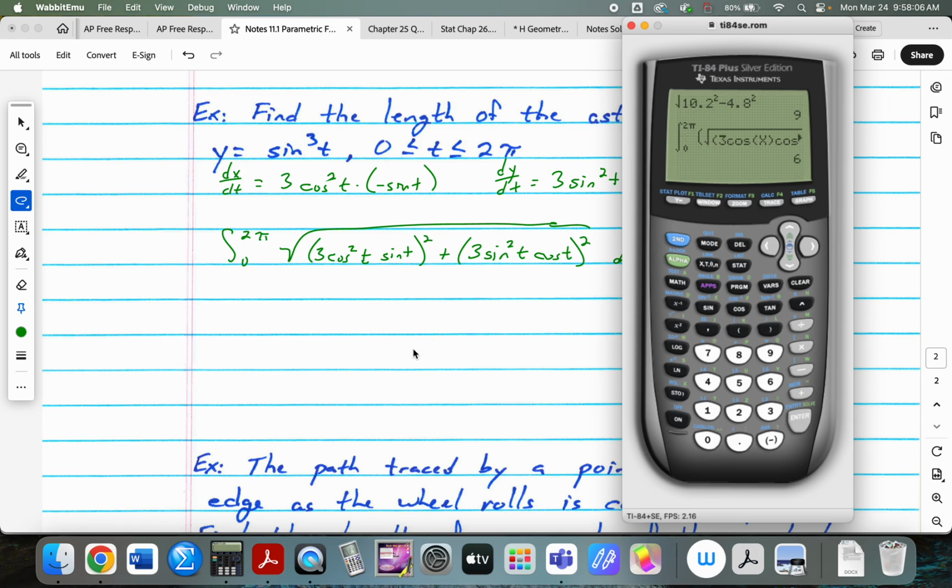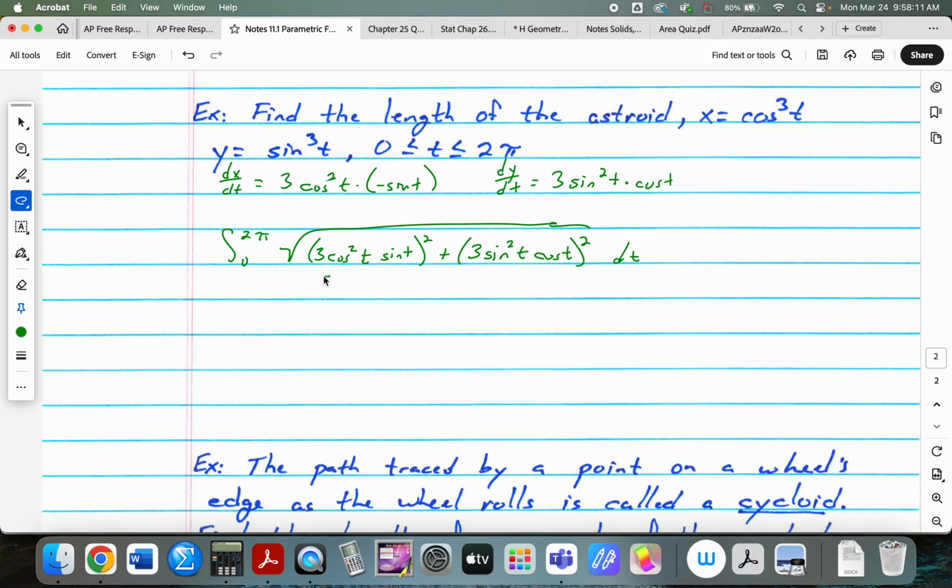And it turns out after all of that, the length is 6. It's always surprising when something like that happens. You're like, what?